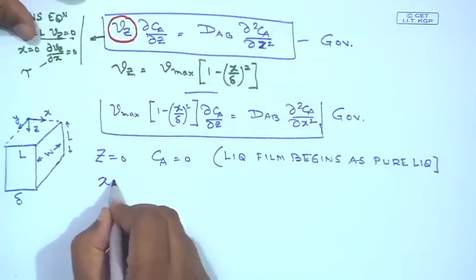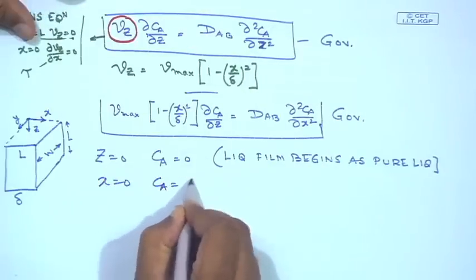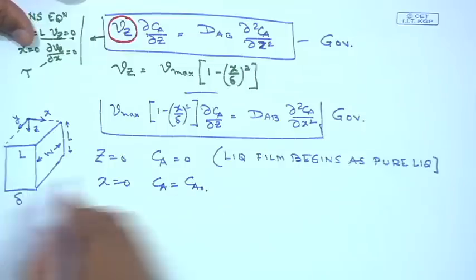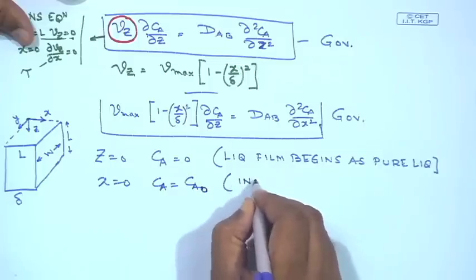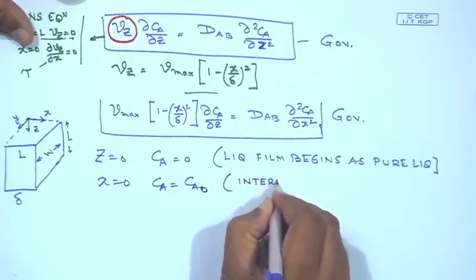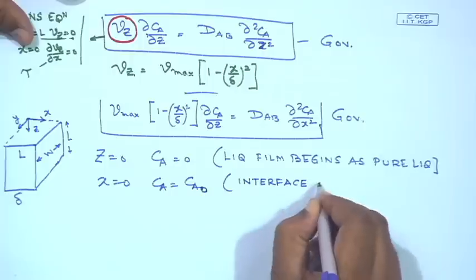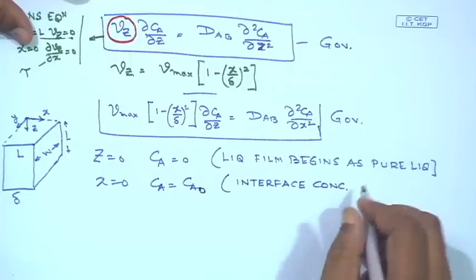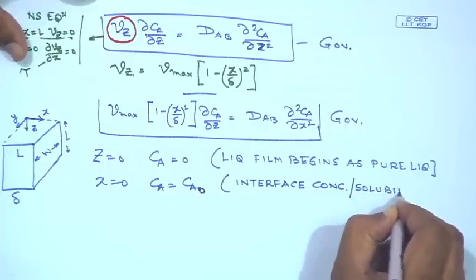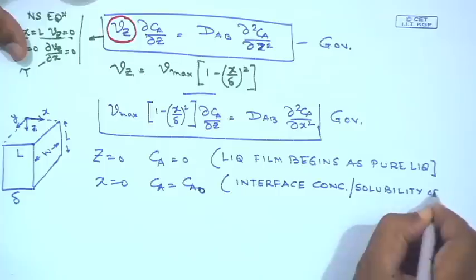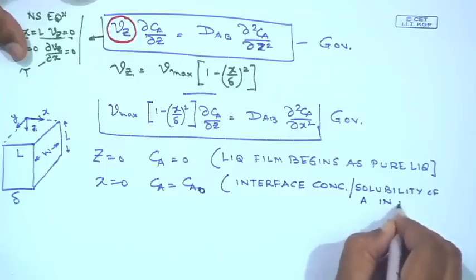And then at x equals 0, Ca is equal to Ca0. So, this Ca0 is the interface concentration of A in B, and in many cases it is the solubility of A in B.